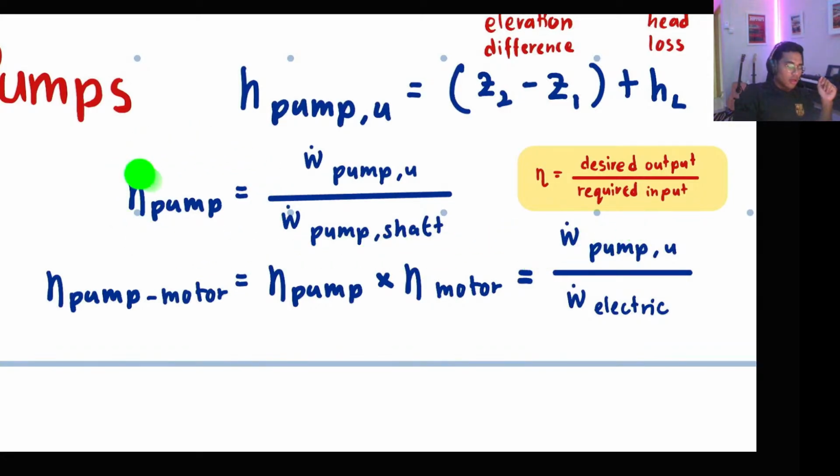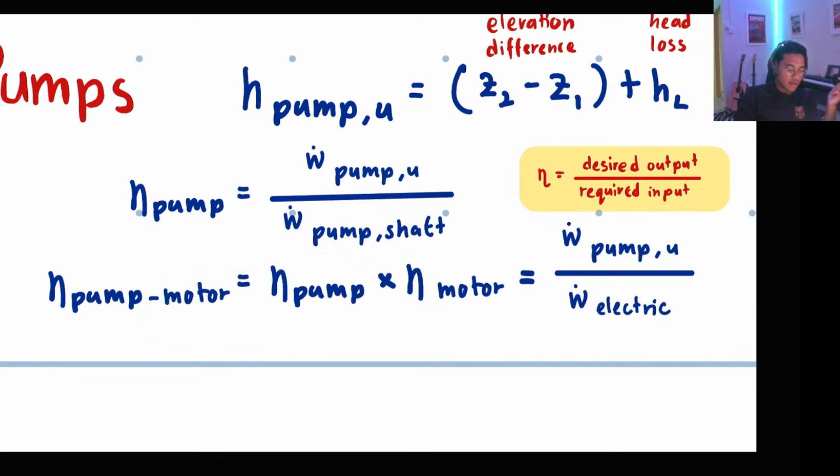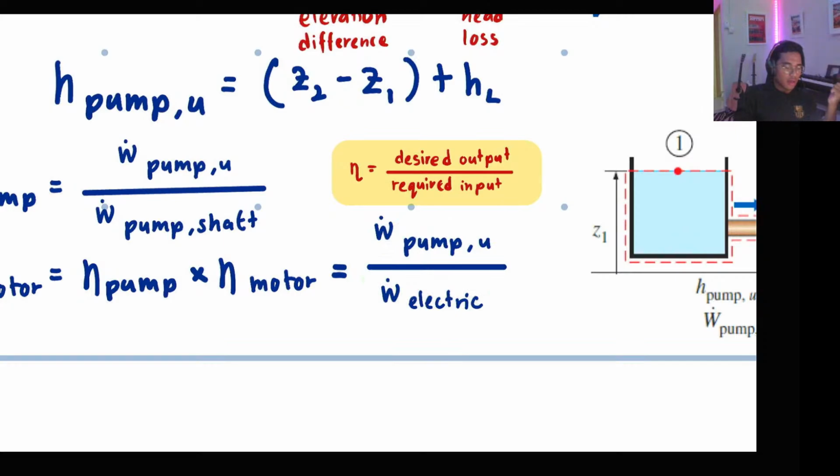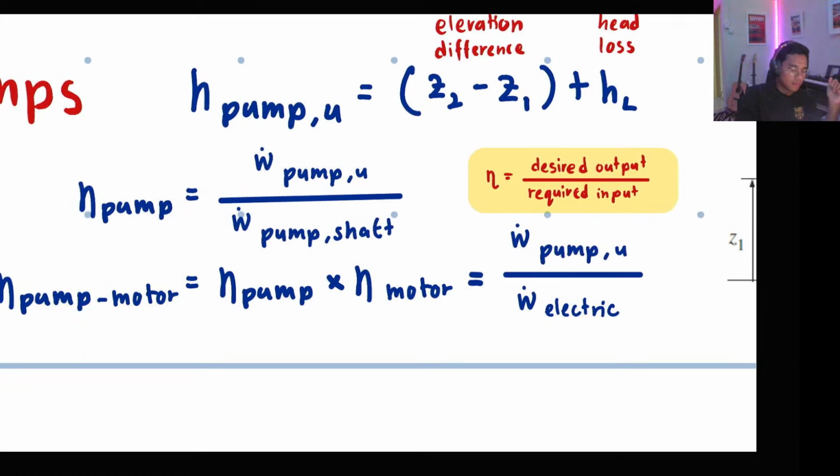Okay, so if the efficiency of the pump is given, we can find either the power of the pump or the power from the shaft. Okay, so this is the formula. Usually they would give us the efficiency of the pump and also the efficiency of the motor. So this is the equation. The power of the pump over power of electric would be the efficiency of the pump motor. Okay.